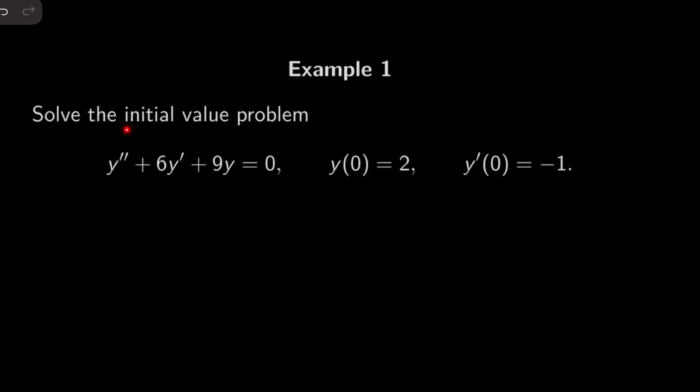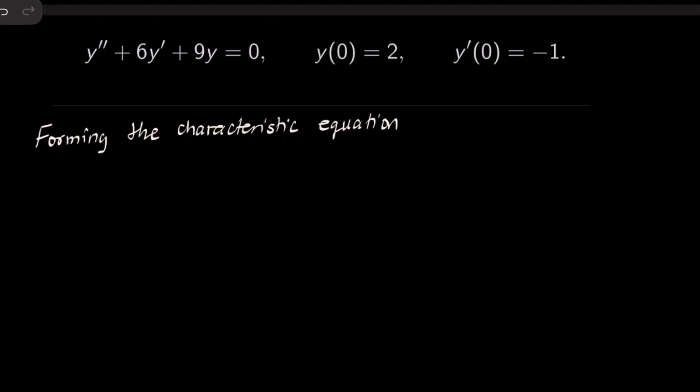Example 1. Solve the IVP y'' + 6y' + 9y = 0 with the initial conditions y(0) = 2 and y'(0) = -1. To solve this differential equation, our first step is to form the characteristic equation. We take the coefficients, 1, 6 and 9, and so the characteristic equation will be r^2 + 6r + 9 = 0.